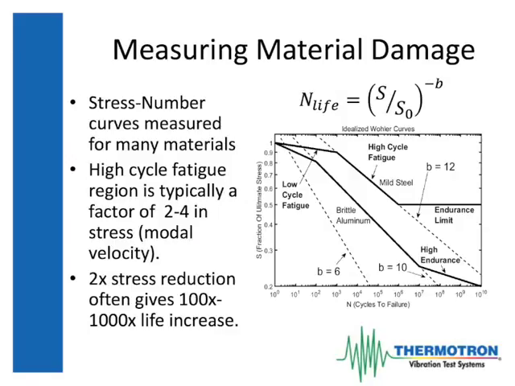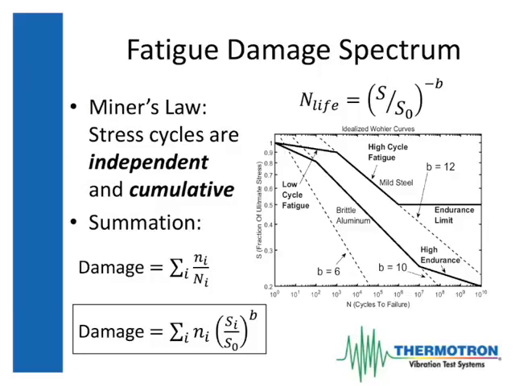Also, within this region, a twofold reduction in stress will often give a 100 or 1,000-fold life increase, and so even if you have stress cycles throughout that region, it tends to be the higher stresses that dominate the damage calculation. Okay, well that's all fine if you are applying the same stress over and over again, but the subject of this talk today is random vibration.